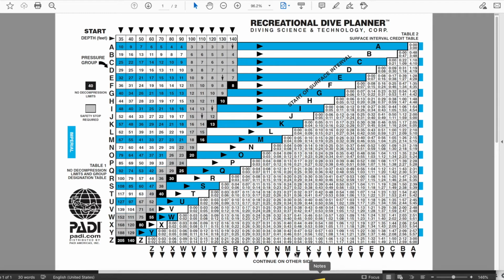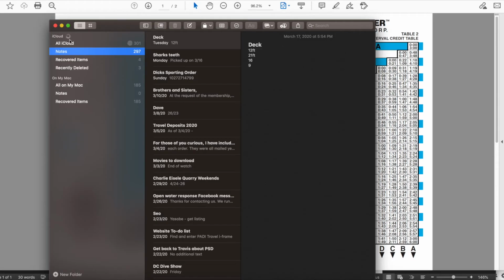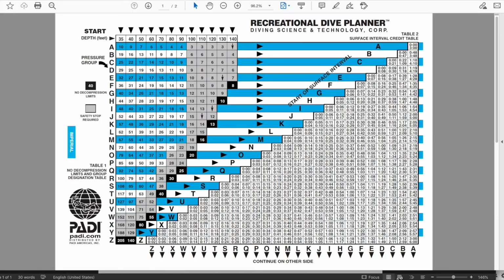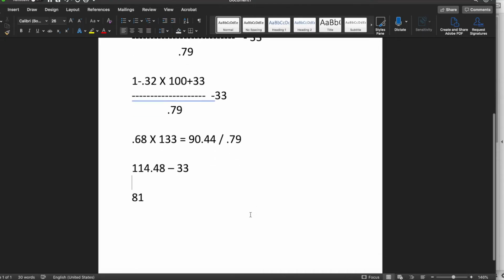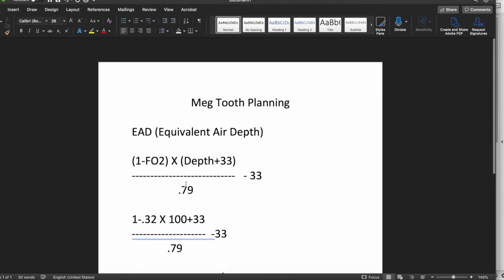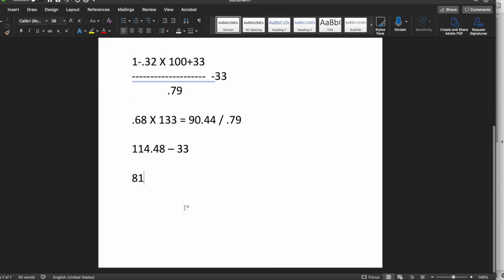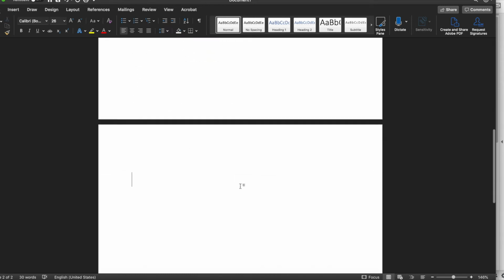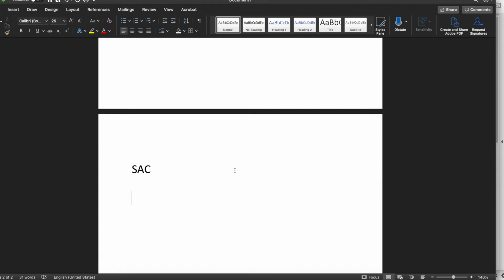And then something else that is a good tool to have to be able to work for the Meg Ledge is your surface air consumption rate. Because you are at 100 feet, calculating your SAC is kind of important. It'll give you a really good idea of being able to plan how much gas you need to be able to actually meet that NDL.